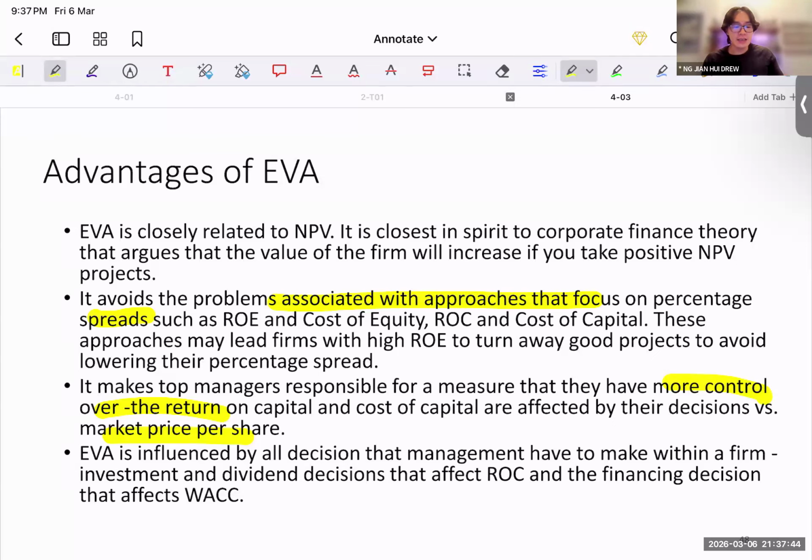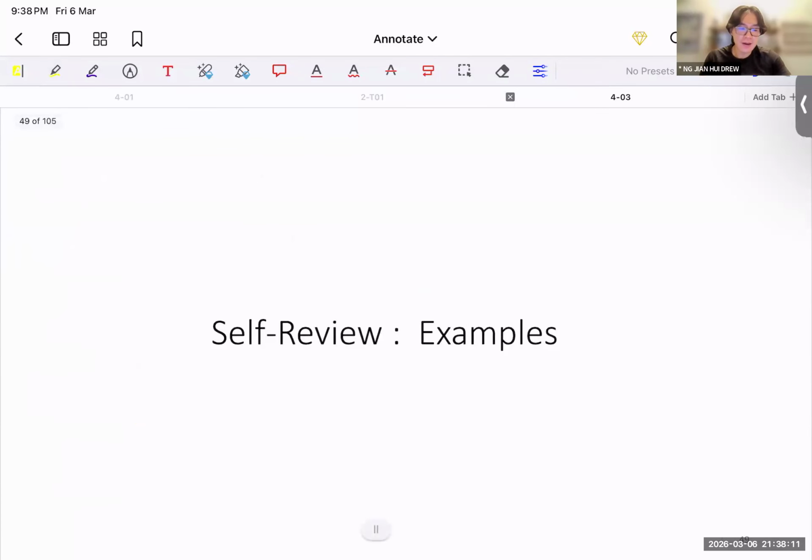And again, EVA is influenced by all decisions, right? It's very complete because it includes both implicit and explicit costs. So it includes all decision making of the firm: the investment decision, the dividend decision, the financing decision. Everything is included in your EVA. Okay. So that's all we have for EVA.